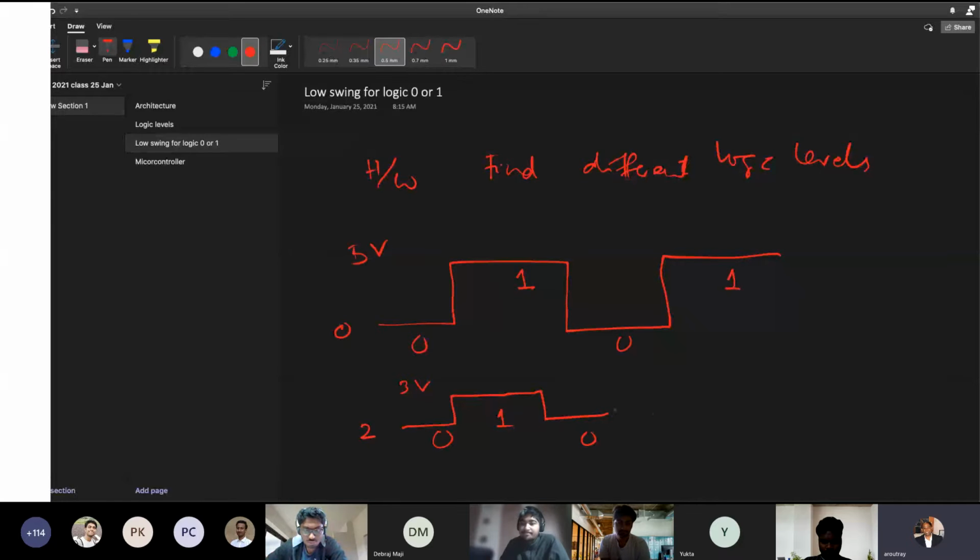So if I just change to it, this will have less power consumption. Energy consumption will be less. This is energy consumption E, then here it will be less than E. So what is the disadvantage of this?